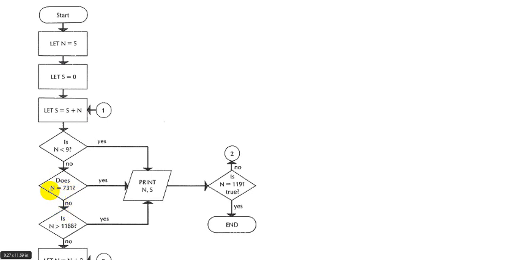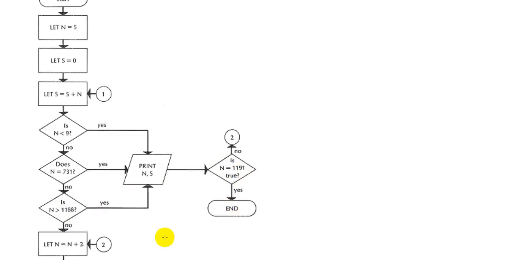If n does not equal 731, we just go straight to the successor step procedure, or successor polygon indicated, as you can see right from here. Is n in this case equal to 1188? Yes, we just have to print N and S in the same manner. Is n equal to 1191? True, yes, and conclude the flowchart.